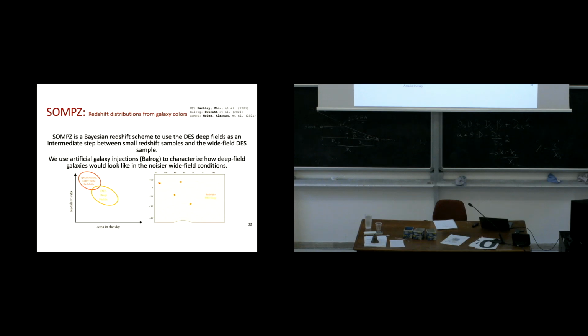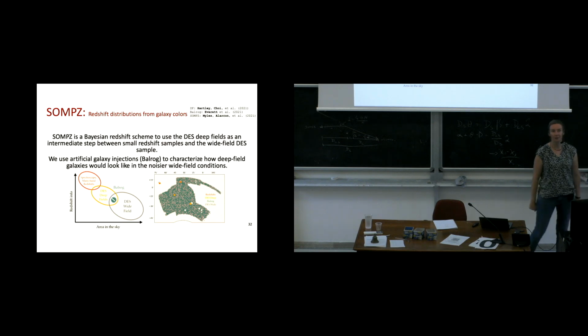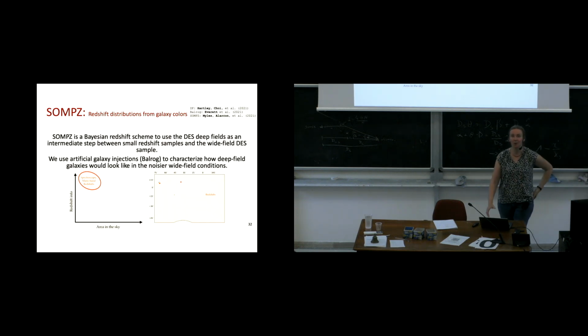And then we do image injections. That is based on information from these deep fields. We generate images in the shallow imaging to really understand the transfer function and what the role of photon noise is.